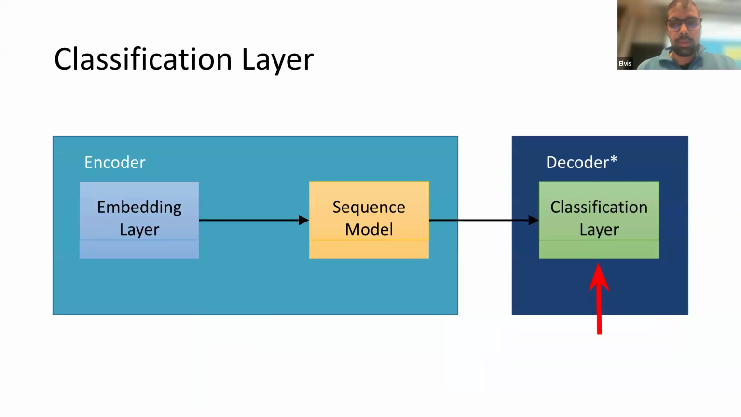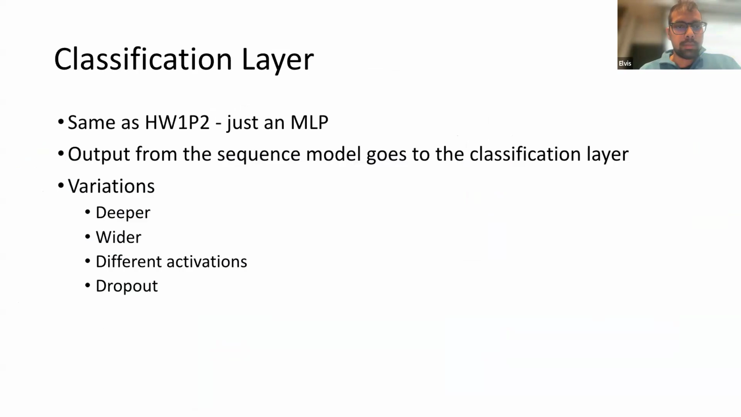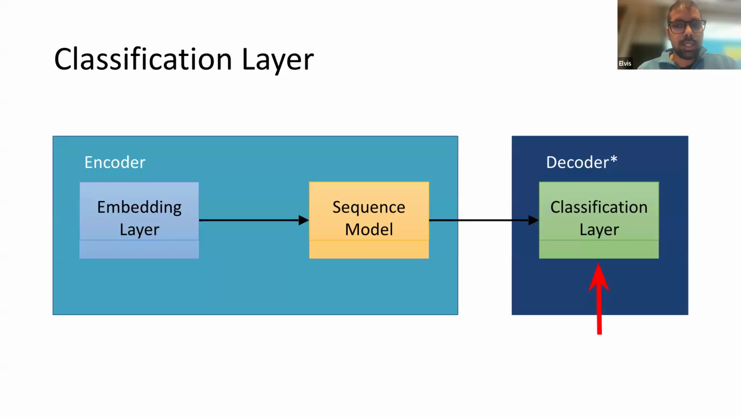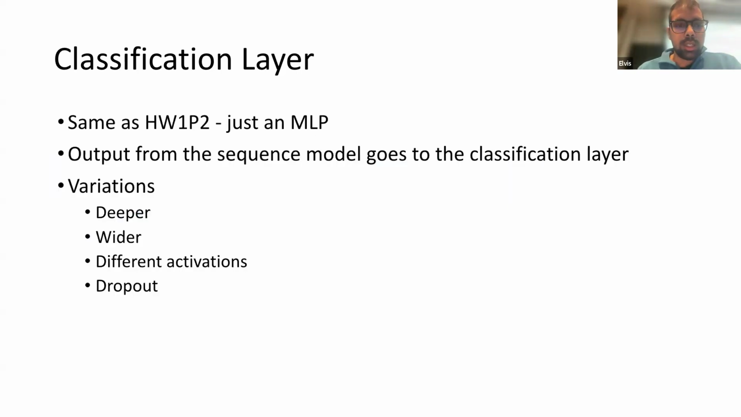Now we'll go to the classification layer, which is a part of the decoder. The classification layer is just the same as the homework 1 part 2 MLP. Its input comes from the sequence model. You can see the sequence model outputs go to the classification layer. And you can experiment with all variations: make it deeper, wider, try different activation layers, try dropout.